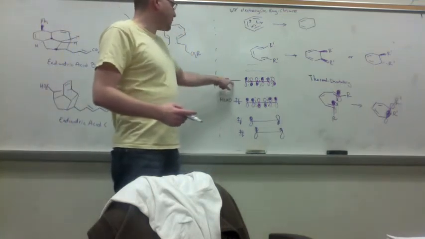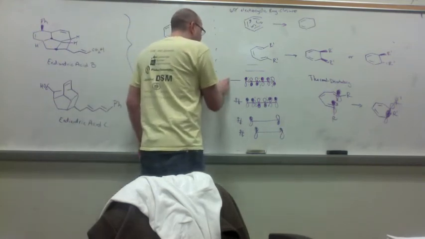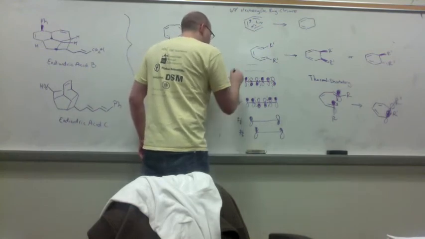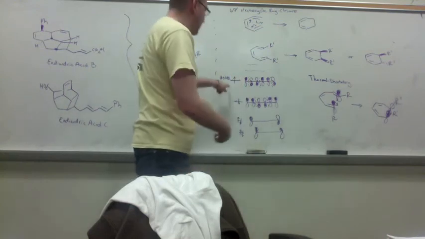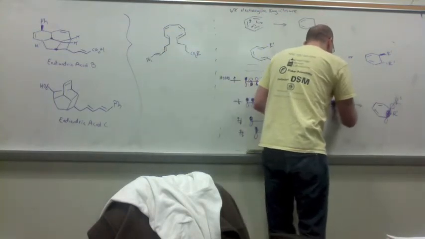So what's going to happen is now suddenly this is going to be the HOMO, right? In a thermochemical process, this becomes the HOMO. In the photochemical process, we're going to excite this, and now this is going to become the HOMO. And so in this process, what would happen is that you're going to switch one of these.